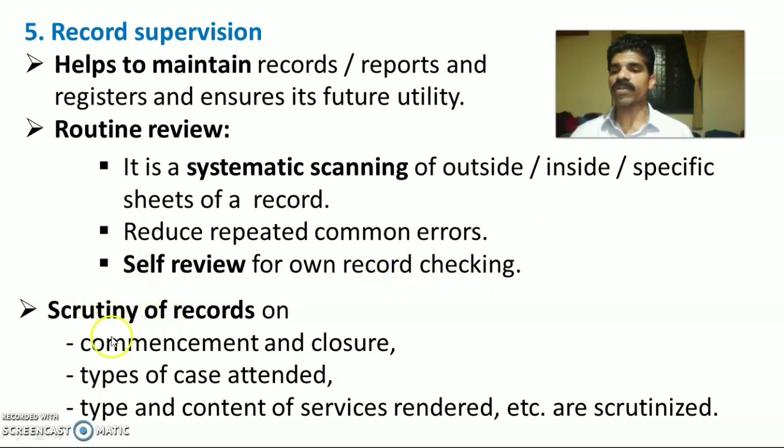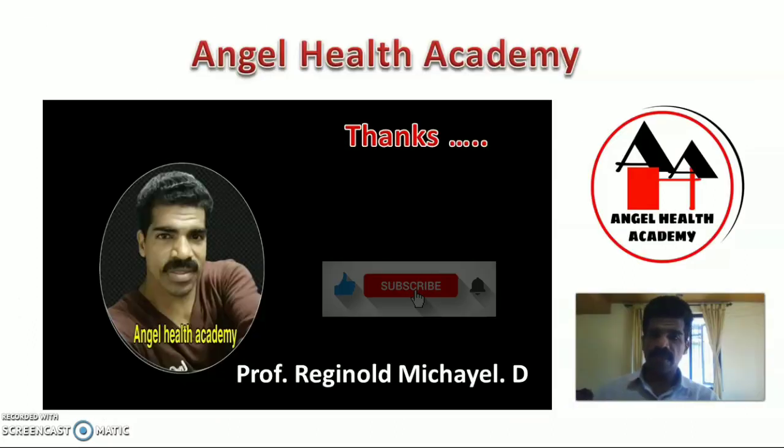Then record supervision also includes a scrutiny of various records. That is a systematic examination of the records at commencement, when it is started and when it is closed. Then scrutiny of the type of case attended in the primary health center or in the community during home visiting, and the type and content of the different services rendered. All has to be scrutinized under record supervision. So this is about the supervisory functions of the community health nurse in primary health care.